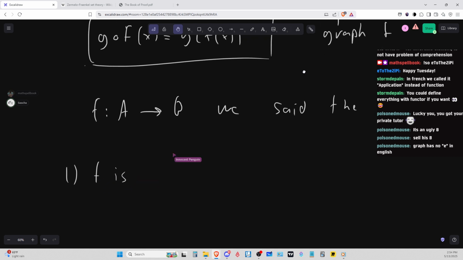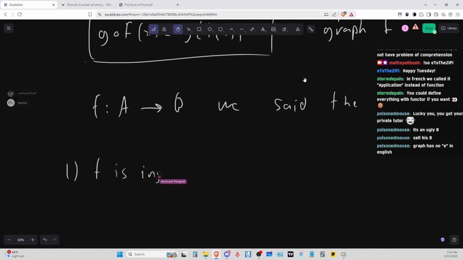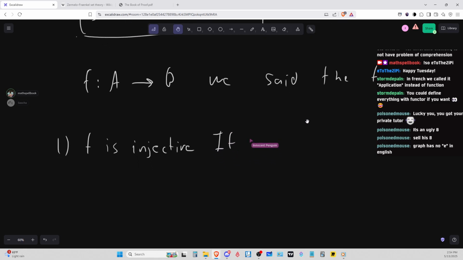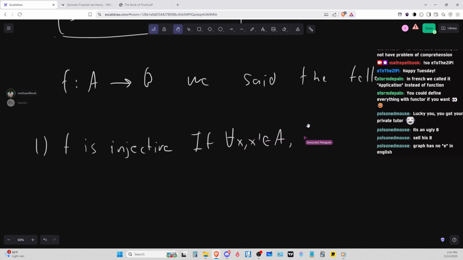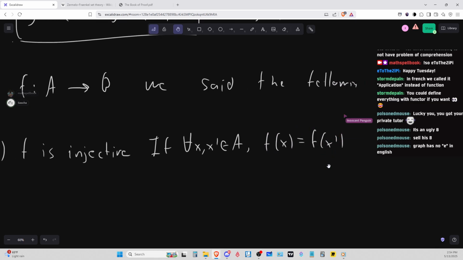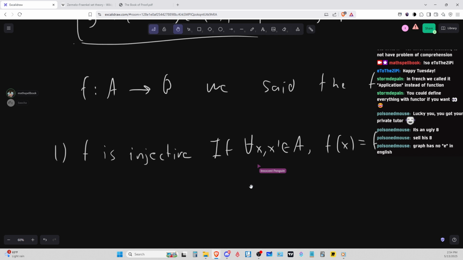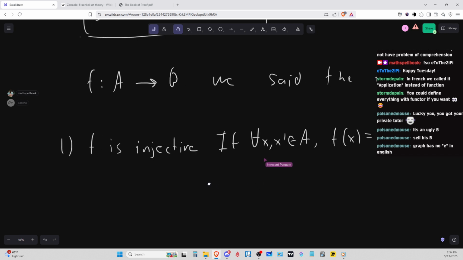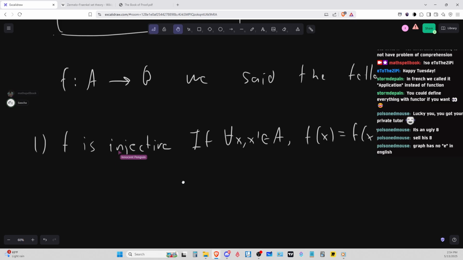So this is basically an adjective for your function. F is injective if for all x and x prime inside of A, if you have f of x is equal to f of x prime, you have that x must be equal to x prime. Okay, I remember you writing this in the assignment sheet. Yeah. So this is one-to-one, or injective. Those are synonyms.